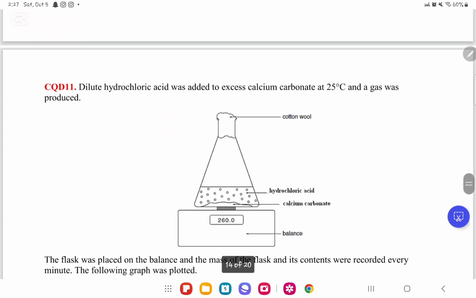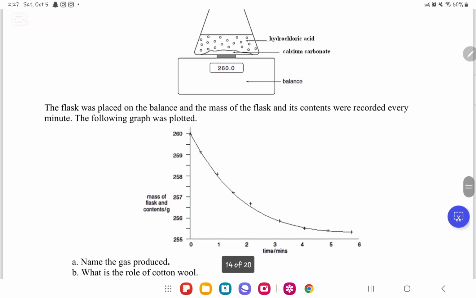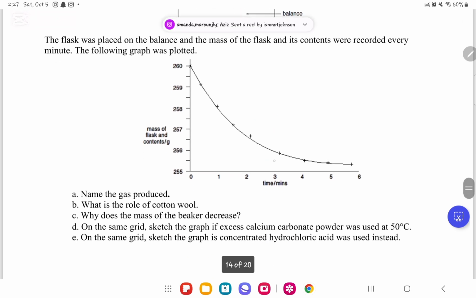That was CQD 10. Now CQD 11. Dilute HCl acid was added to excess calcium carbonate. So this is our excess, this is our limiting. Alright, and a gas was produced. The flask was placed on the balance, and the mass of the flask and its contents were recorded every minute. The following graph was plotted.